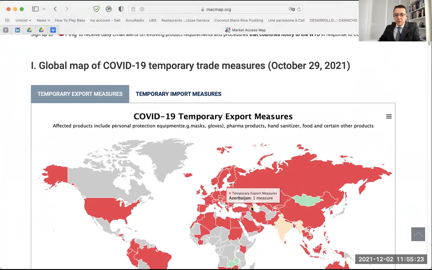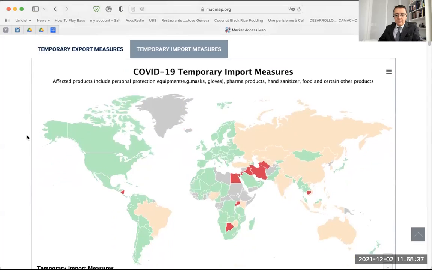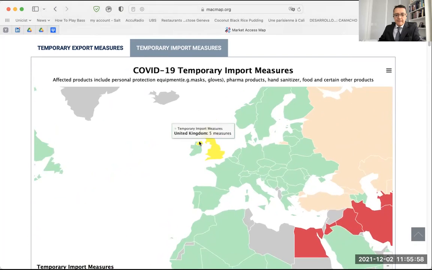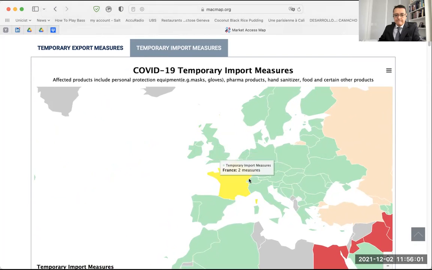So Azerbaijan does have one measure. The US has three measures. My own country has one measure. The country I live in, Switzerland, has one measure. These are temporary export measures. And when it comes to temporary import measures, the US has three. Azerbaijan has only two. Switzerland has four. So what are those? There you go. Affected products include personal protection equipment, pharma products, hand sanitizer, food, and certain other products.